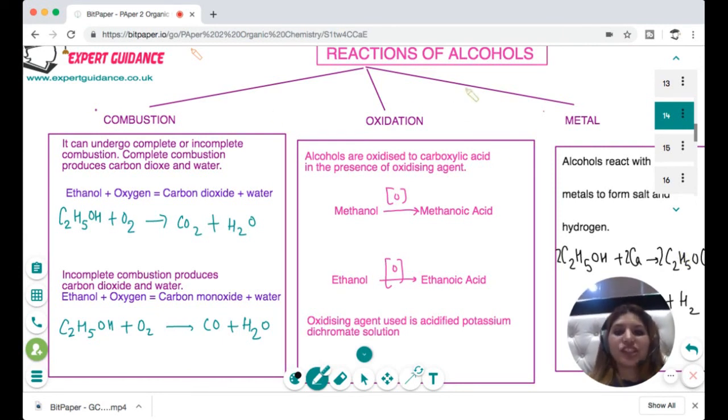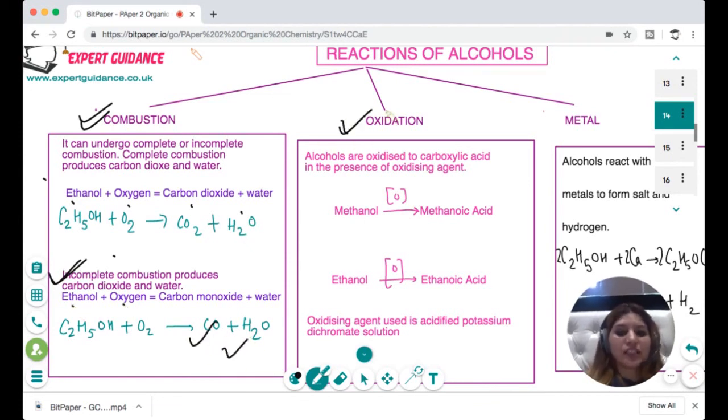Now the reactions of alcohol, first is combustion. As we have done with alkenes, all hydrocarbons undergo a combustion reaction. In a complete combustion, ethanol or any alcohol with oxygen gives carbon dioxide and water, and in incomplete combustion, any alcohol with oxygen gives carbon monoxide and water.